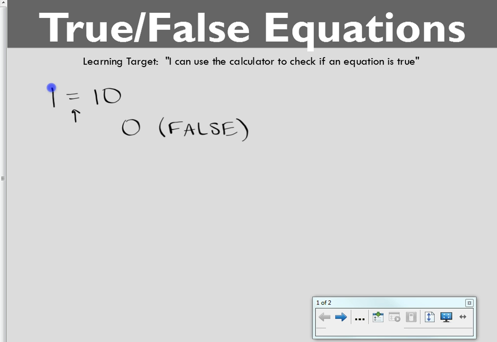Why don't they just write false? Because the calculator can't make letters? I don't know. Doesn't that seem easier? It seems like it should just say false. But it'll say 0 and that means false.